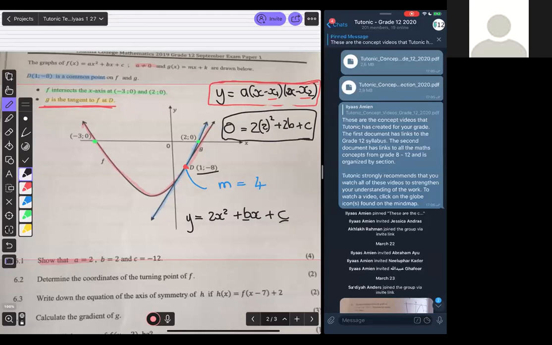So if you sub in minus 3, then it becomes 2 times minus 3 squared, which is 18, minus 3b plus c. Do you agree? And if you sub in the other x-intercept, you get 0 equals 2 times 4, which is 8, plus 2b plus c.